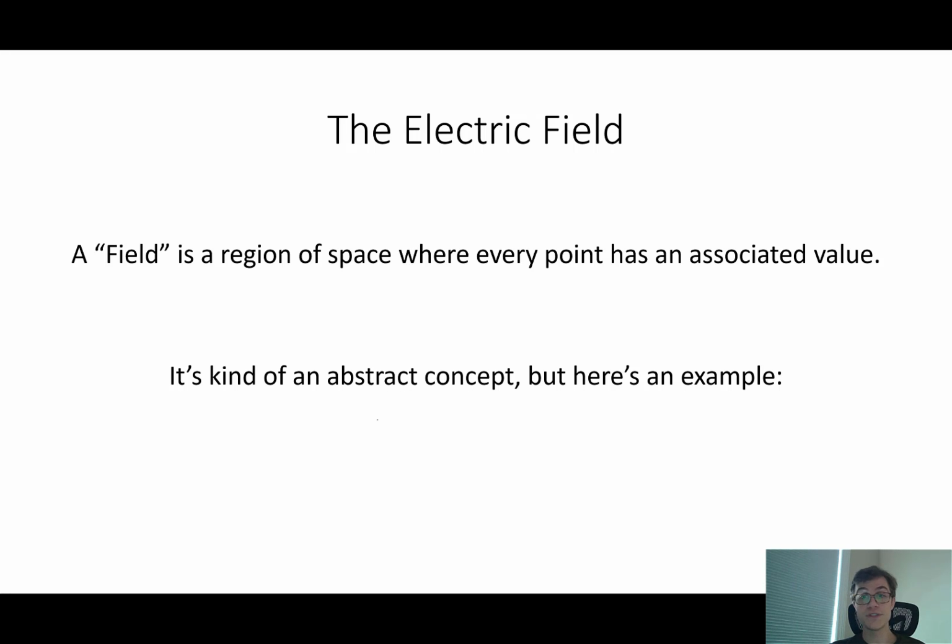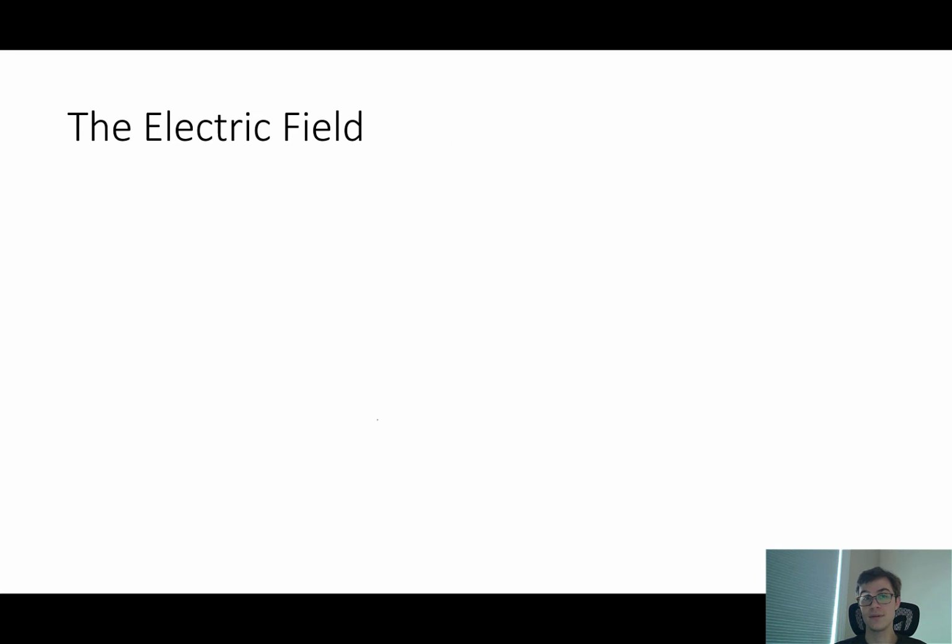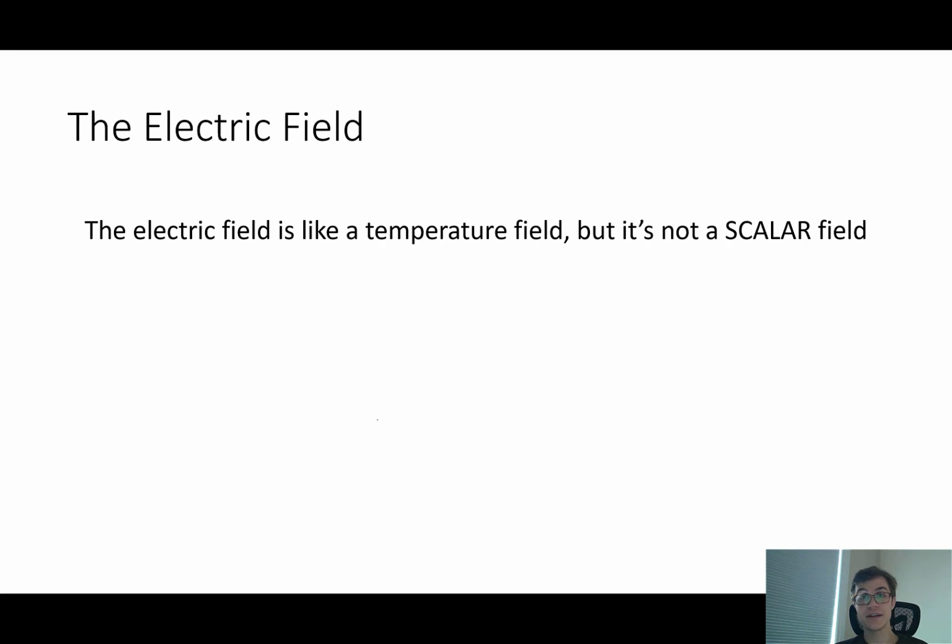So a field is a region of space where every single point has a value. It could be a temperature value, it could be an electric field value, it could be a magnetic field value, doesn't matter. Every point gets one. So the electric field is like a temperature field, but it's not a scalar field. The electric field is a vector field.